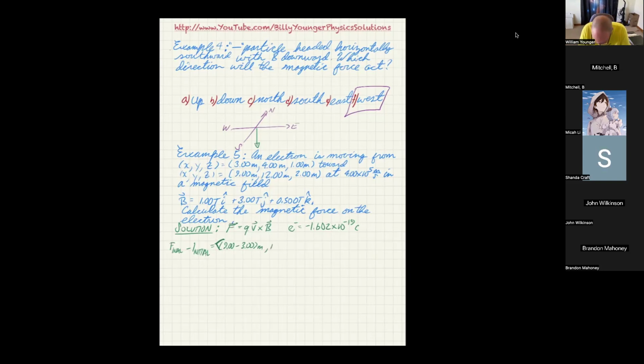Next, I'm going to do 12.00 minus 4.00. Again, putting the units outside. And then I'm going to do 2.00 minus 1.00. Again, units outside. That gives me a vector that's equal to 9 minus 3 is 6. So that's going to be 6.00 meters. 12 minus 4 is 8. So that's going to be 8.00 meters. And 2 minus 1 is going to be 1.00 meters.